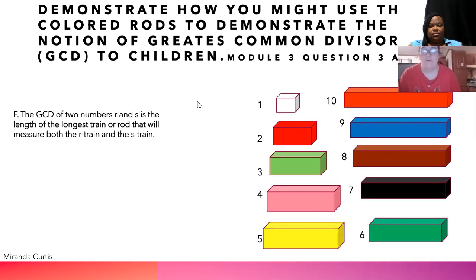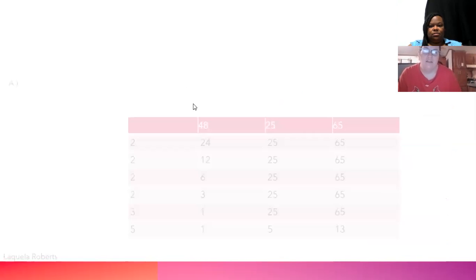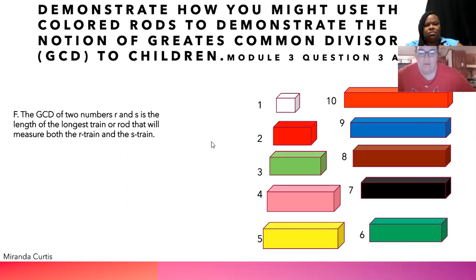Okay, one more clip for me, please. Okay, the greatest common divisor went somewhere. Okay, how we show the greatest common divisor of the two numbers R and S is the length of the longest train or the rod that will measure both the R train and the S train, like our 18 that Miss Dominique showed us last time. And like we have 9 that we had in our first equation. So that is going to give us our greatest common divisor of the two numbers. Okay, Miss Dominique.